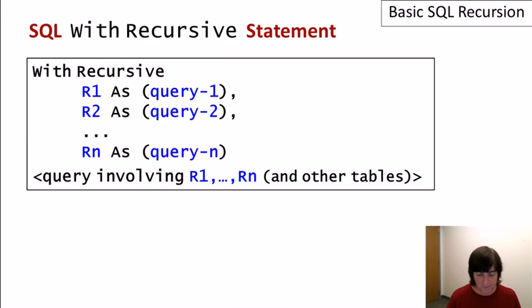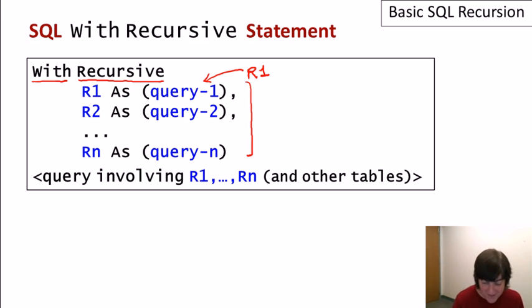So now here's the fun part. We can specify recursive as a keyword after with, and that lets us write recursive queries in this first portion of the with statement. Very specifically, in query 1 here, we can actually reference relation R1, which is the relation we're defining with query 1, in a recursive fashion. In query 2, we can reference R2.